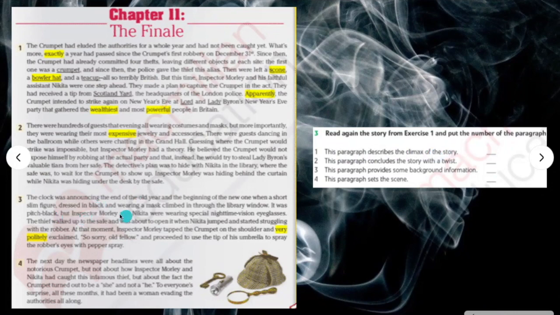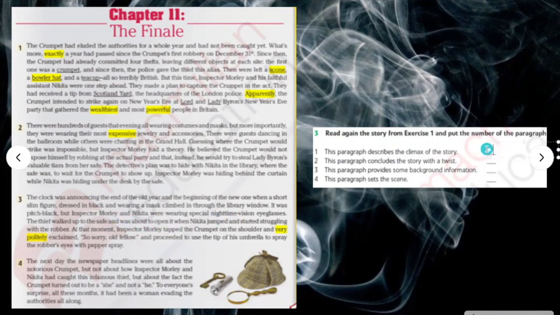This is paragraph number 3. Normally the climax always goes before the ending. The climax is where the main events happen, where the most action scenes take place.